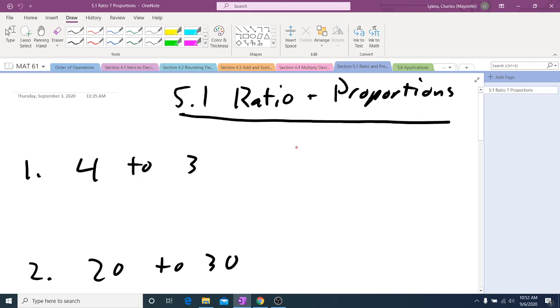as we read from left to right. Whatever number comes first, in this case 4, it says 4 to 3. The 4 goes on top of the fraction, and the 3 goes on the bottom. And then from this, we look and see if it reduces. Well, in this case, it does not.